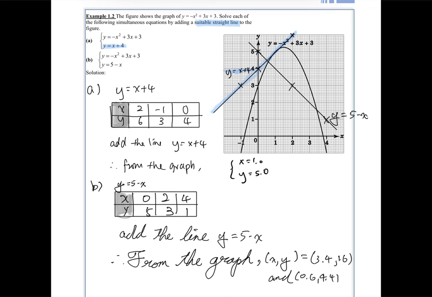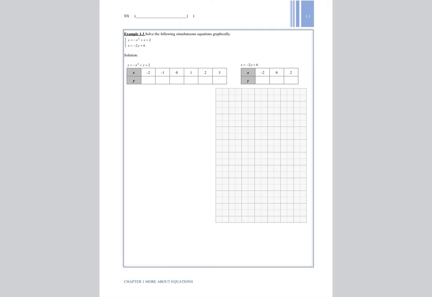So basically, this part is actually the skill of drawing the graph and then finding the point of intersection to solve the equations graphically. Please try example 1.3 on your own, and we will check the answers later.